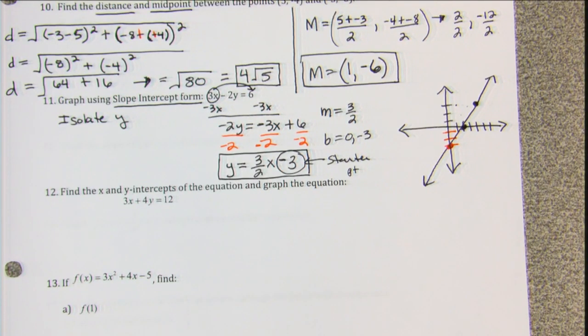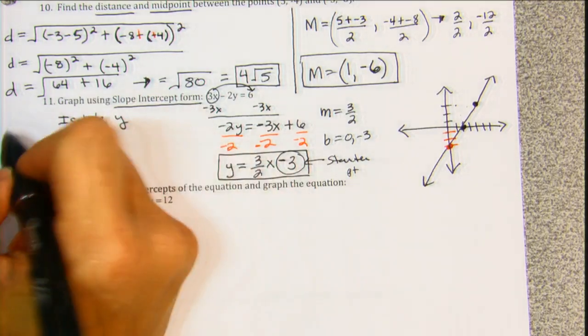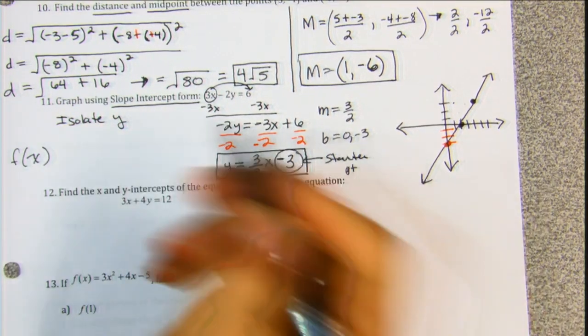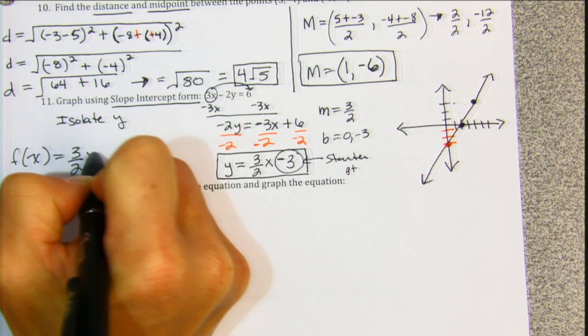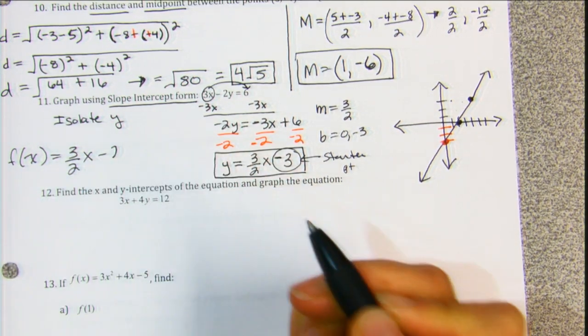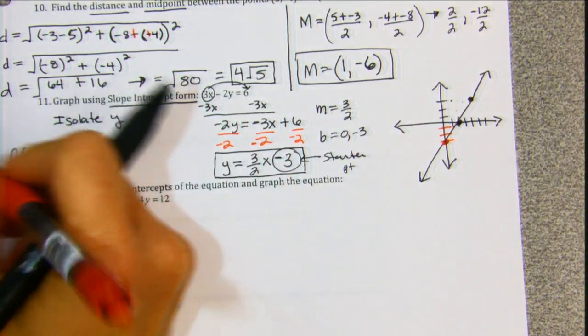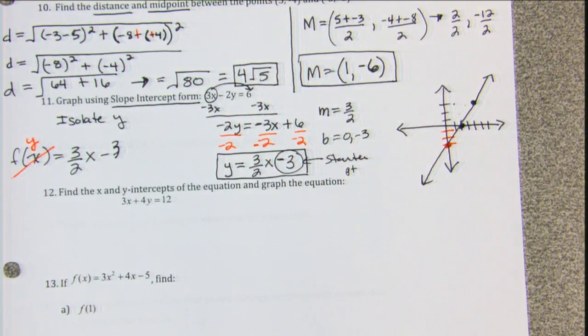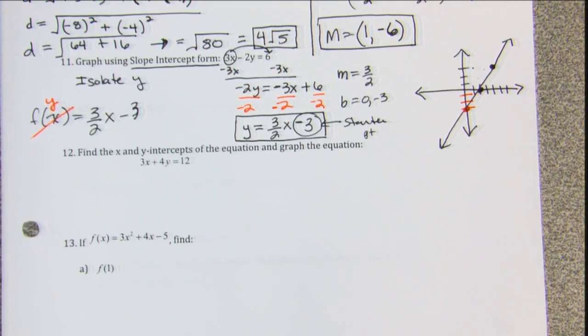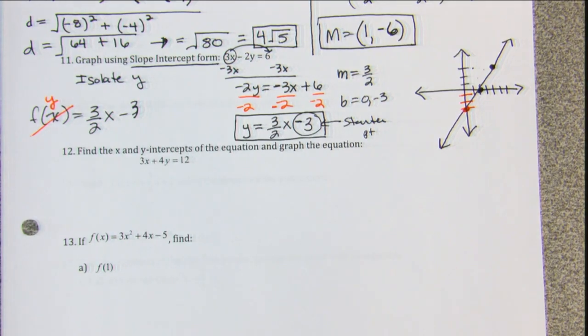So if it says graph using slope-intercept form, that's what you need to do. You need to put it in y equals if it's not already in that form. I think it is on the test, but it might say f of x. What does f of x mean? Function of. Just remember if it does say that, that's the same as saying y equals. We've talked about that, but if that f of x kind of throws you off, I don't want it to.